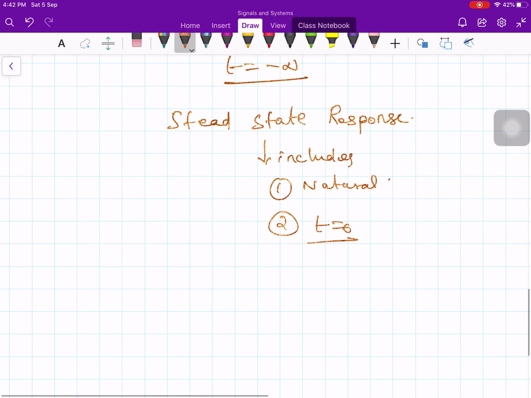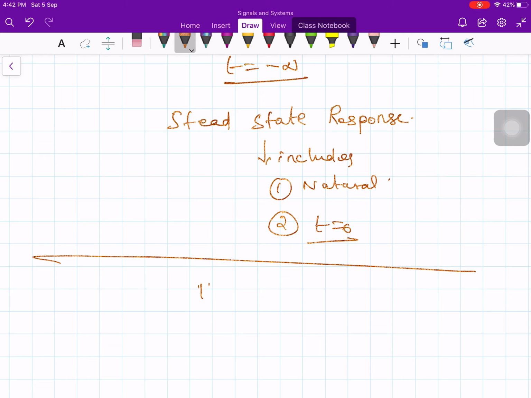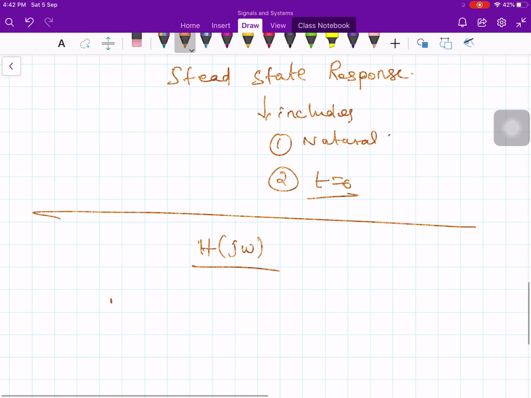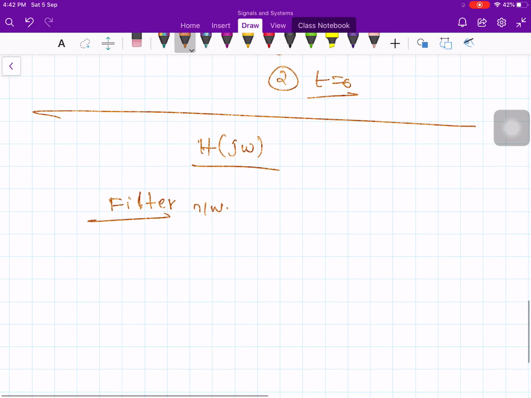Okay. Now, let us take a second example to illustrate the application of the Fourier theory to a network or a system which is characterized by its frequency response H of j omega. Okay. So, now let me take a filter network, and see how the Fourier theory can be applied to this filter network. So, example.